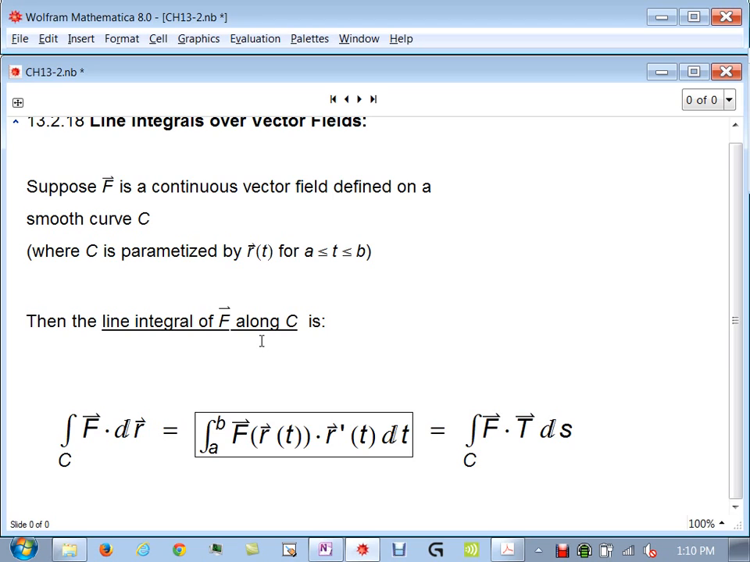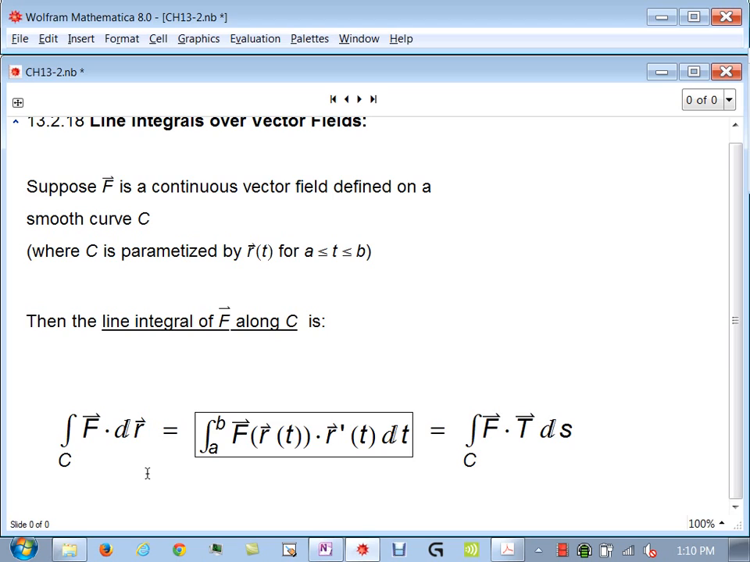Here f is a what? Vector field, right? It's a vector. It's a field, but we were doing line integrals along little f, right? And little f was a scalar function, not a vector function. So now we're actually integrating vector functions. Now we're still integrating them along a curve C.